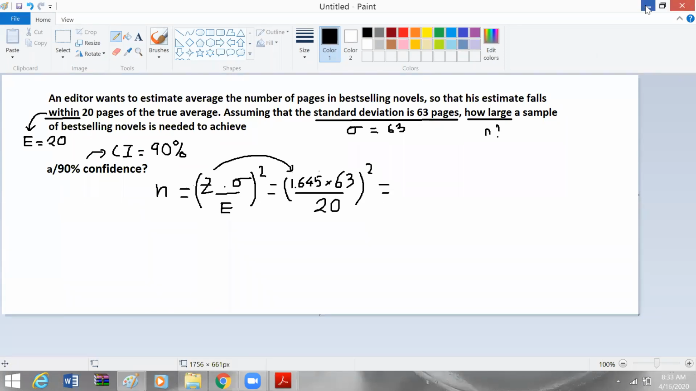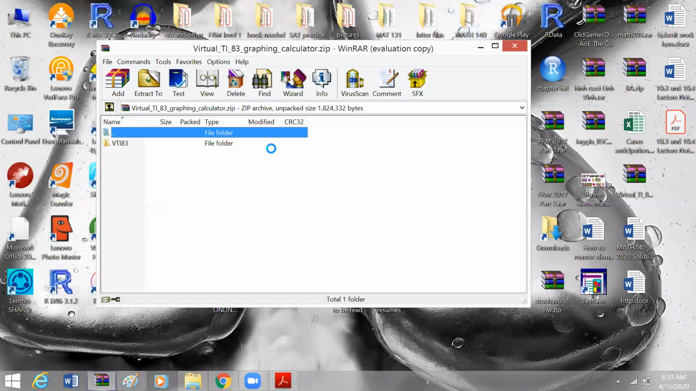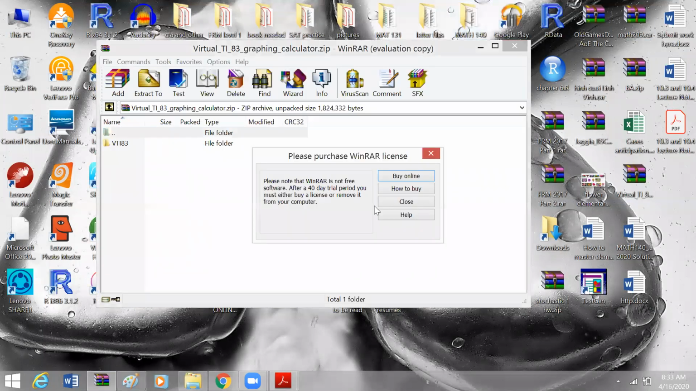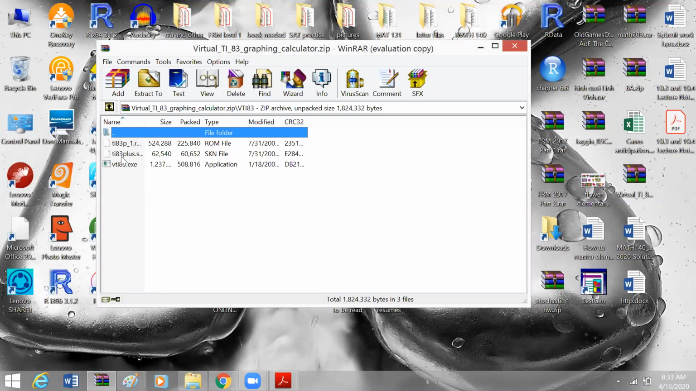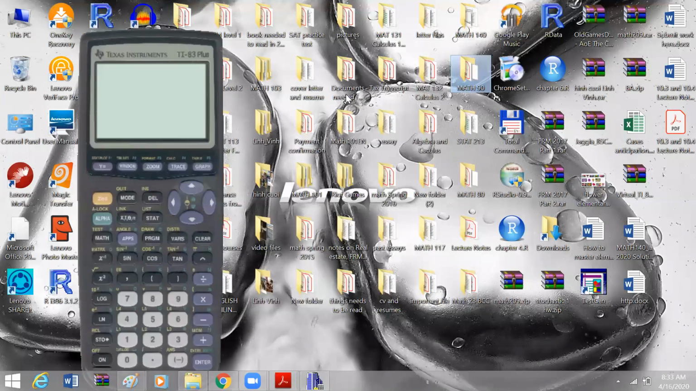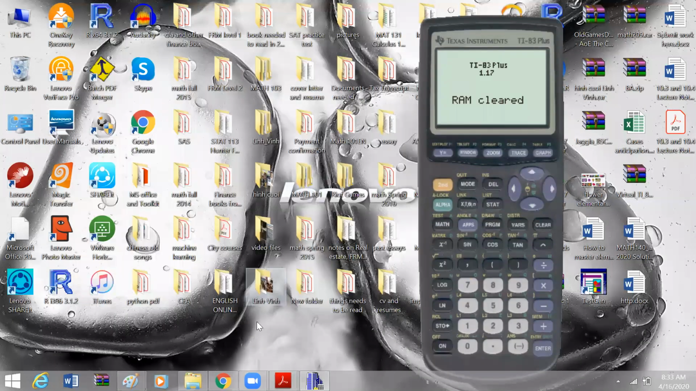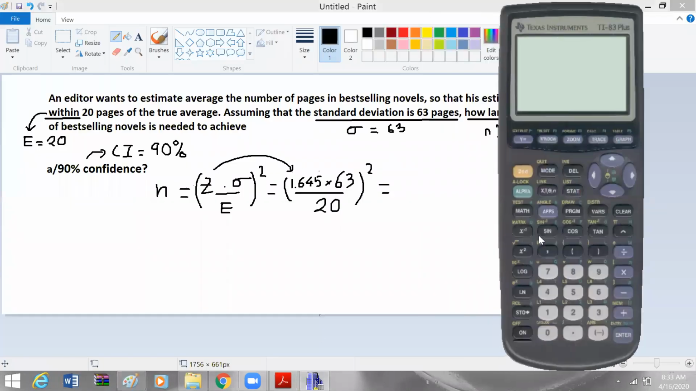So let me pull out a calculator and show you how to do this computation. It's super important that we know how to do so. This is the virtual calculator. You can download it, it's on Google, and you can get it for free. It's not a really hard calculator that we're trying to use. But you can use your own calculator, that is perfectly all right.